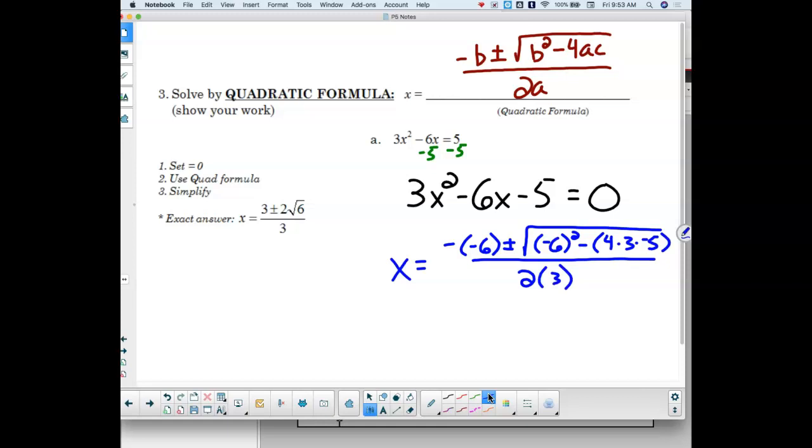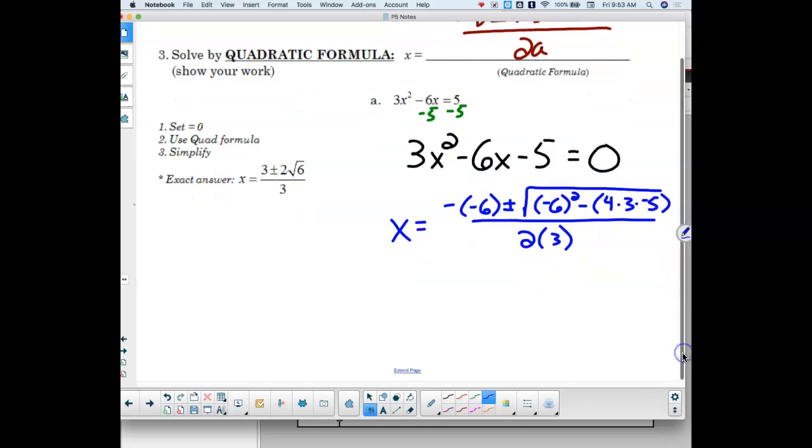Okay? And then we can do some maths. Opposite of -6 is +6. -6 squared is 36 there for that one. 4 times 3 is 12 times -5 is -60. 36 minus -60 is 96. And 2 times 3 is 6.